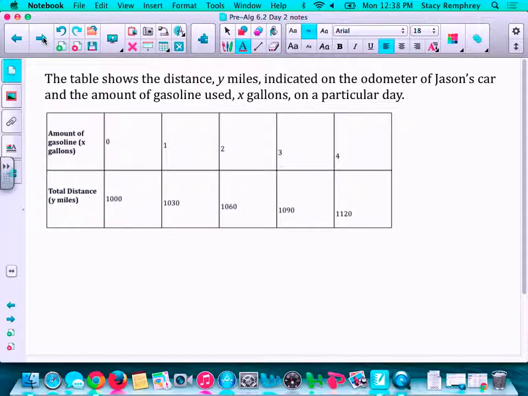Okay, for the next example, if you look in your notes, I forgot to put the table into the notes. I apologize. So copy that. You can push pause and copy this table.